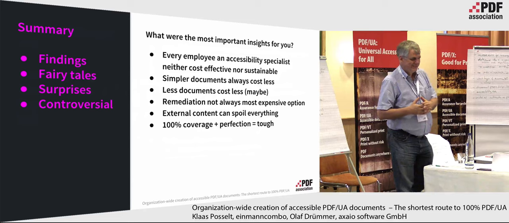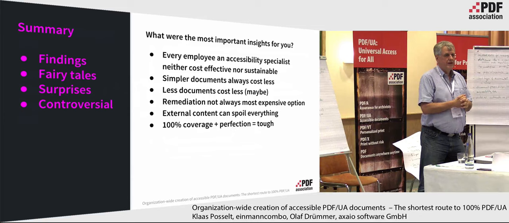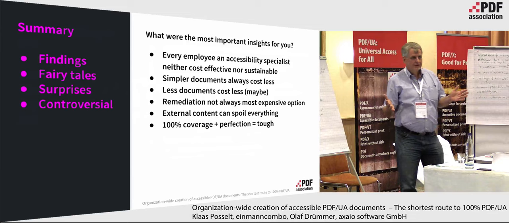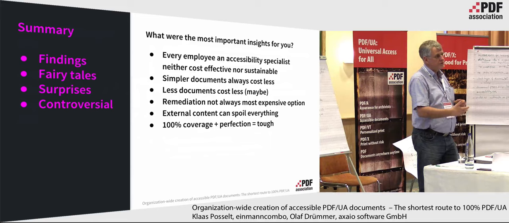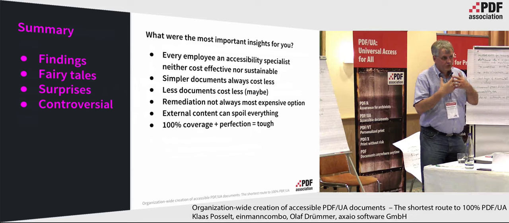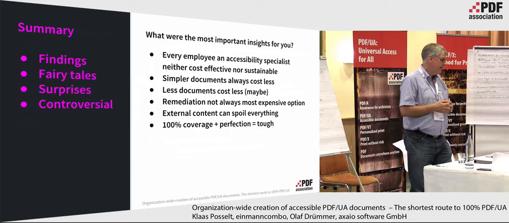And 100% coverage is tough. If you have legacy documents in your archive that are scanned documents, and you may have millions and hundreds of millions of them, nobody is seriously considering turning all of them into some accessible format. So maybe you need an ad hoc service to handle those. The same applies to perfection. You will again and again run into a challenge that is even more challenging than the previous challenge. And things are just even more complicated than they used to be until today. So this I expect to be pretty tough.